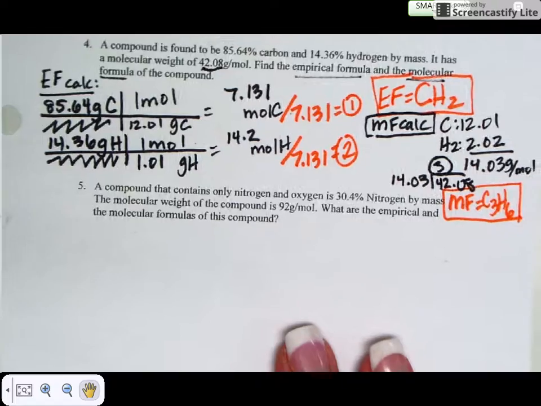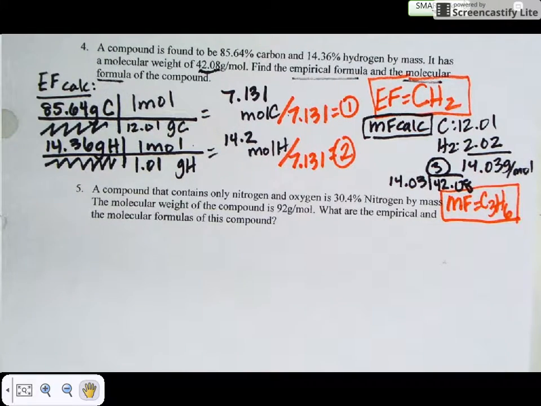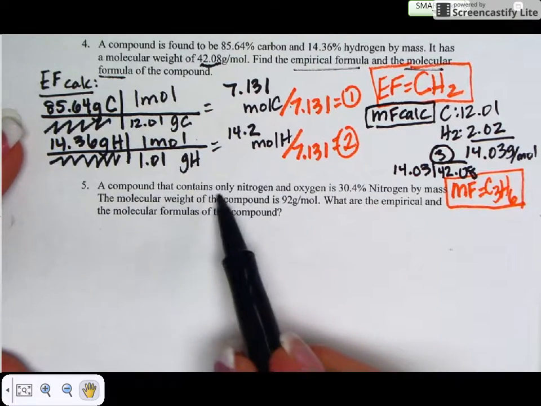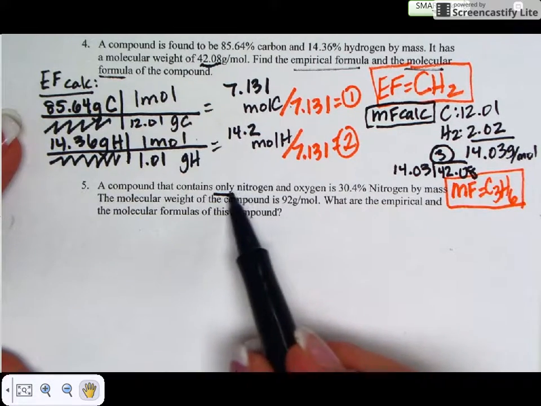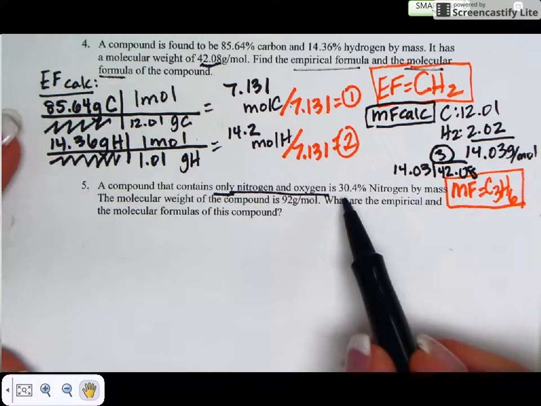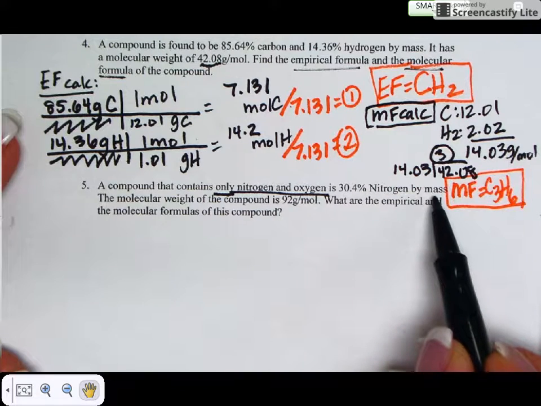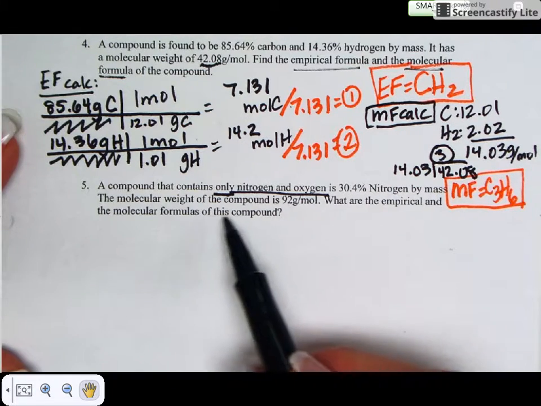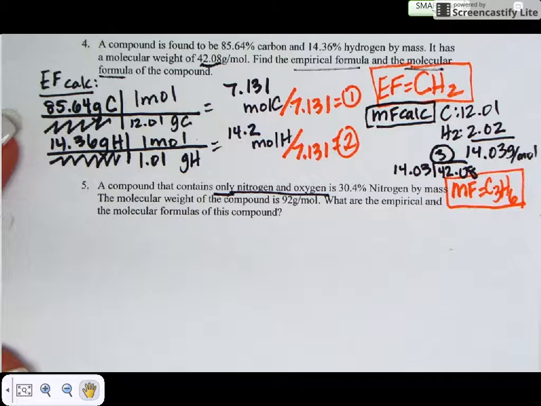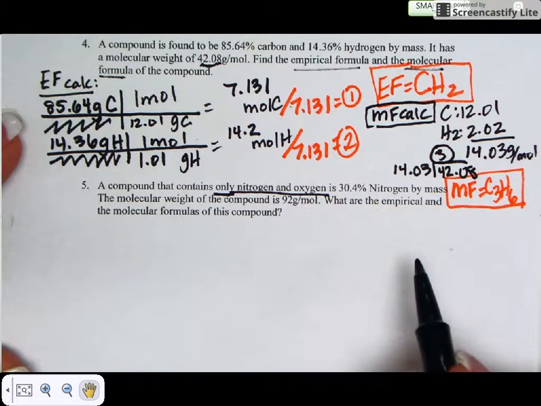Let's look at number 5. This one's even a little more challenging. Let's read the problem carefully first. It says a compound contains only, this is important, only nitrogen and oxygen. And it is 30.4% nitrogen by mass. The molecular weight of the compound is 92 grams per mole. What are the empirical and molecular formulas?